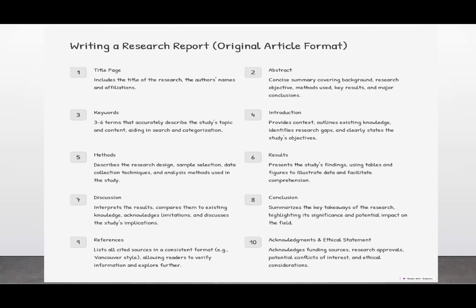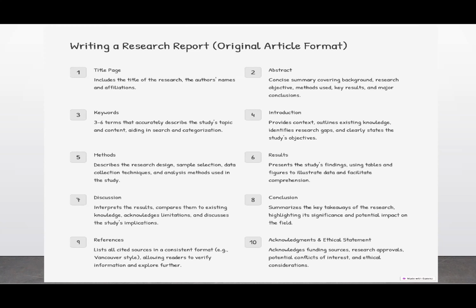Then abstract. Abstract is a concise summary covering background, research objective, methods used, key results, and major conclusions. Keywords include 3 to 6 terms that accurately describe the study topic and content, aiding in research and categorization. And then the fourth step is introduction. Introduction provides context, outlines existing knowledge, identifies the research gap, and clearly states the study objectives.